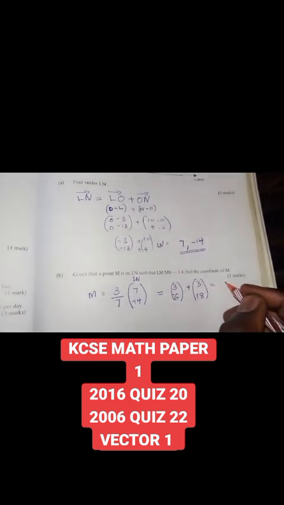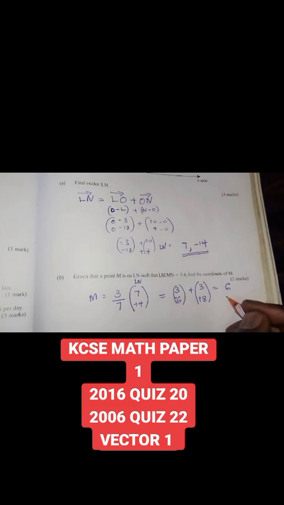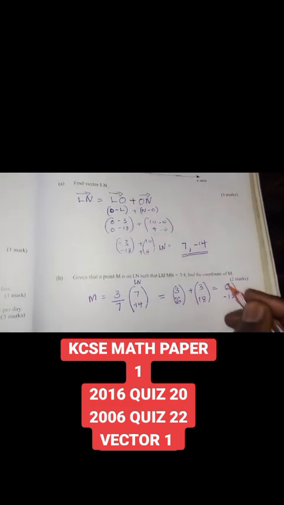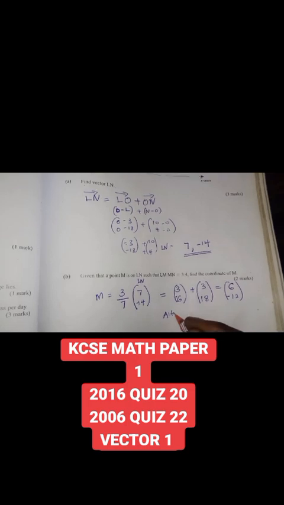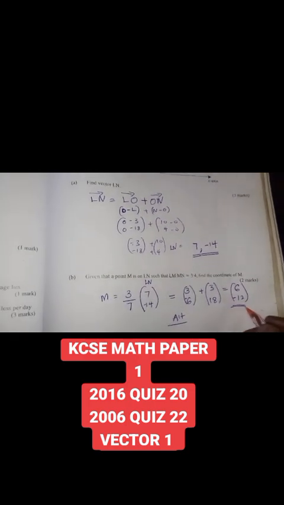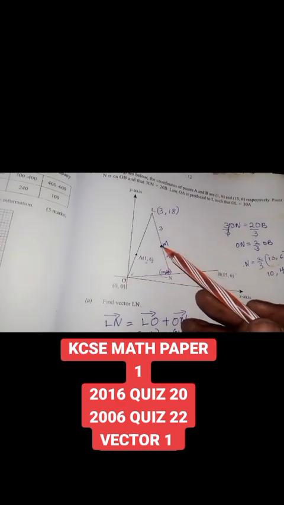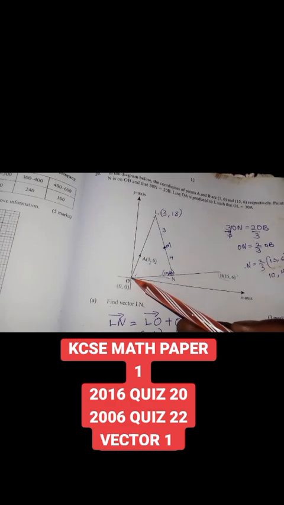It's a negative here. Therefore, my answer will be 6, negative 12. Alternatively, let me look at an alternative method. I am from point O and I want to go through point M. So how will I go through that?